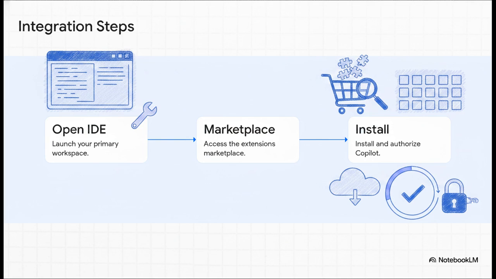Step 2, you navigate over to the extensions or plugins marketplace inside that software. It's essentially just an app store for your code editor. And step 3, you search for GitHub Copilot, click install, and then just follow the quick prompts to authorize it with your GitHub account. And that's it. 3 chronological, totally user-centric steps. You're literally just installing an add-on and logging in.